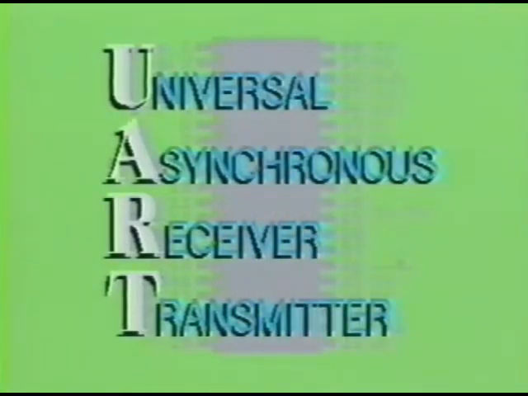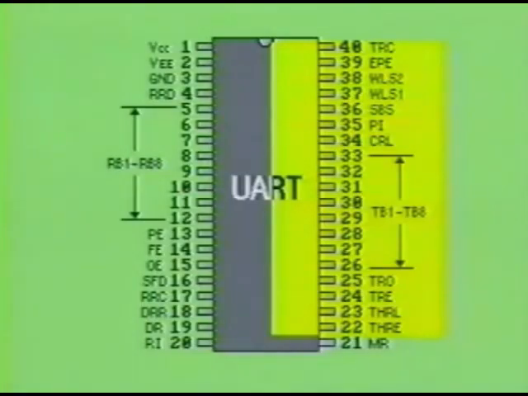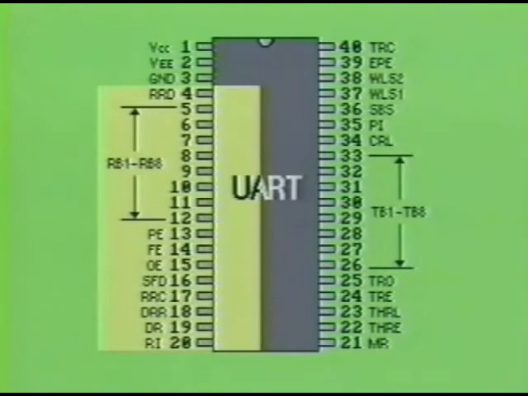Here you see a universal asynchronous receiver-transmitter integrated circuit. The UART is a special digital IC which contains separate data transmitter and receiver sections. The transmitter section of this IC will accept parallel data from the MPU, then transfer the data in serial form to the peripheral device. The receiver section, on the other hand, will accept the input data in serial form, then convert it to parallel data for processing by the microprocessing unit.